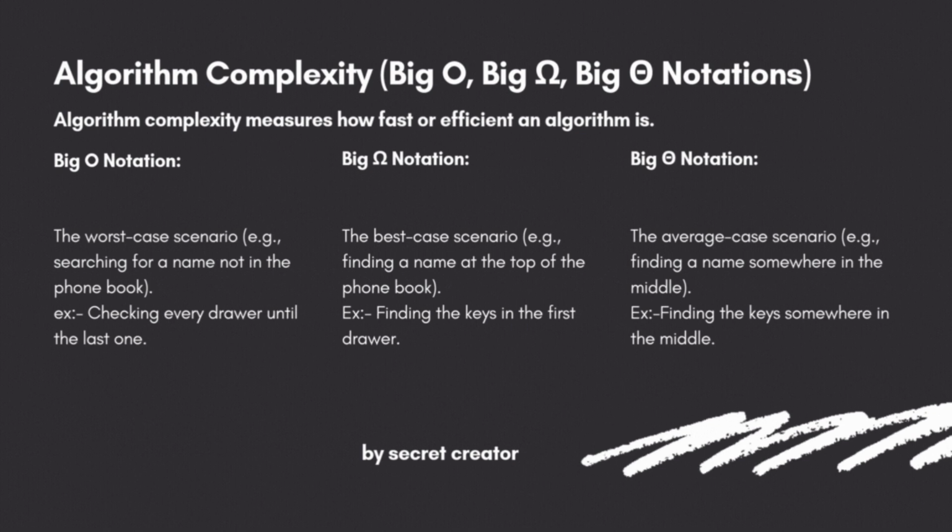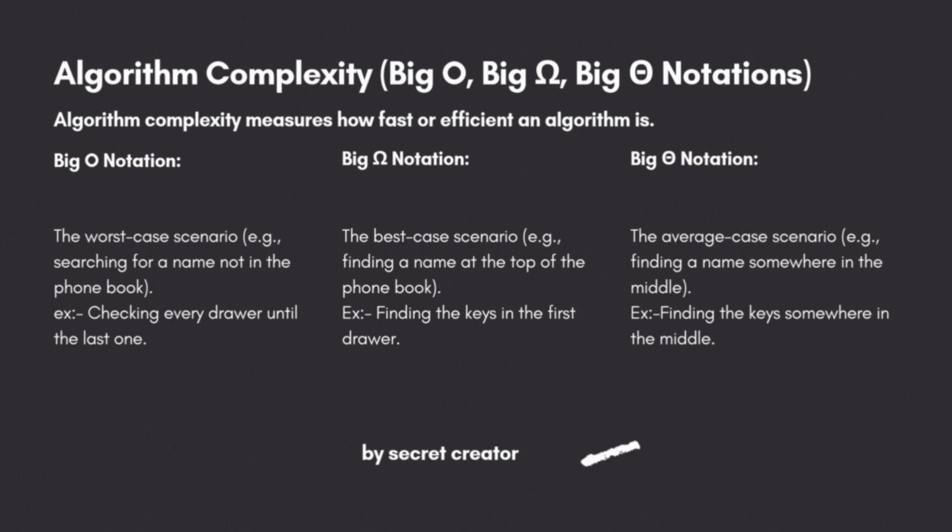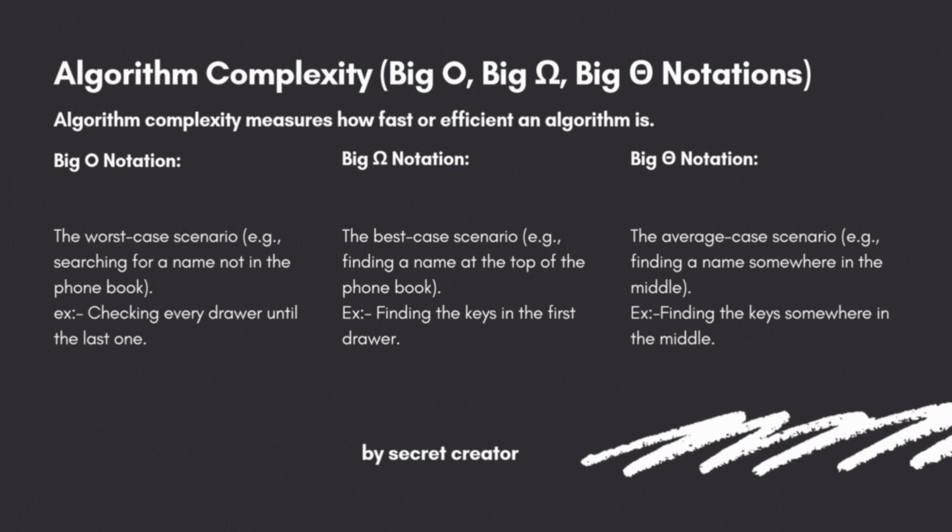Algorithm complexity is a way to measure how fast or efficient an algorithm is. It is like asking, how long will it take to complete a task? There are three types of algorithm complexity. Big O notation is used to describe the worst case scenario. For example, if you are searching for your keys in a set of drawers, Big O is like checking every drawer until the last one.